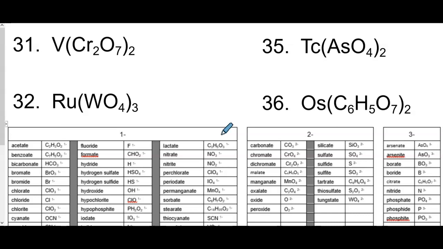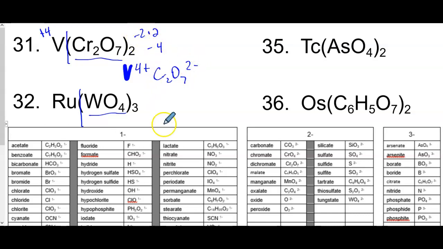Okay, now we have parentheses. That just tells us that when I split it, I have 2 of the unit inside the parentheses. When I split this, I have 3 of this unit. Okay, so here's how this works. Same as before. I'm going to look up the unit, Cr2O7. I see it right here. There are 2 of them, so the charge is negative 2 times 2, which gives me a negative 4. This side must be plus 4. But there's 1 of them, so it's going to stay plus 4. So V 4 plus and Cr2O7 2 minus, because the charge was a 2 minus.